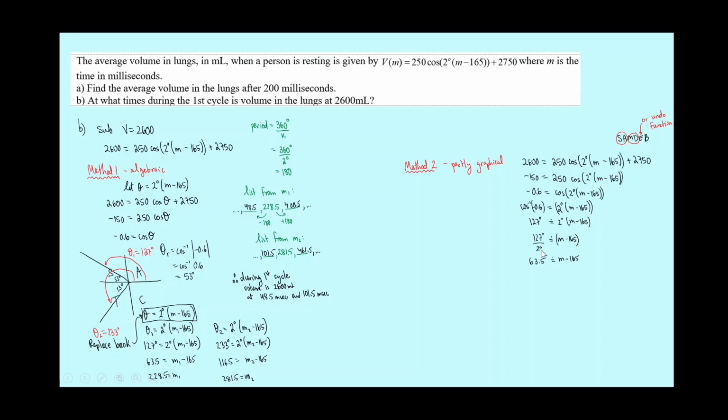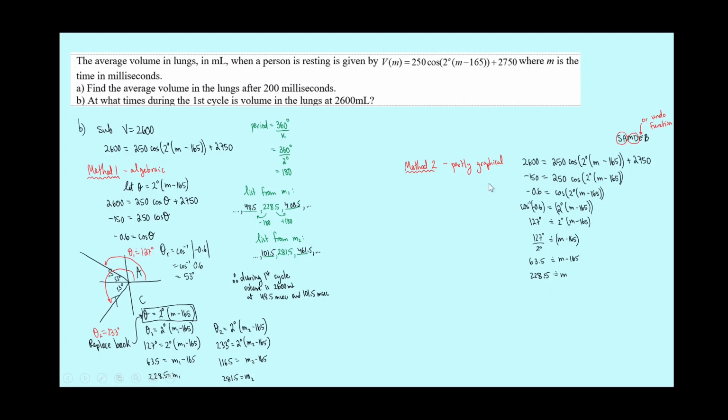So you do that. That dissolves this inner bracket, so now it's no longer there, and then you get rid of the negative 165 by doing addition of both sides by that number. And you get your value that we had before over here.